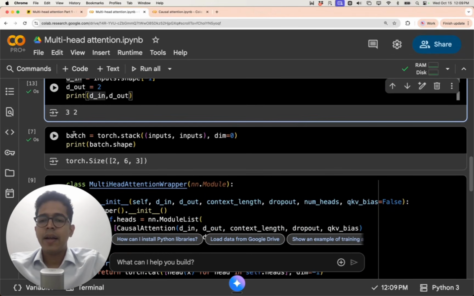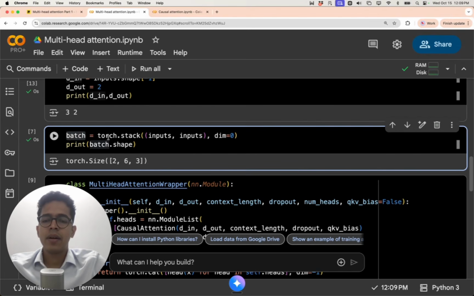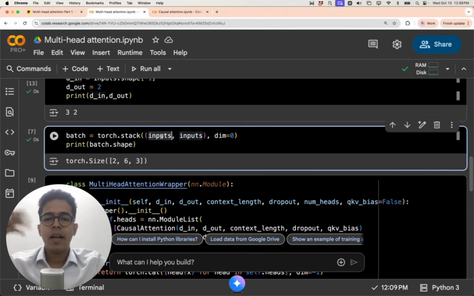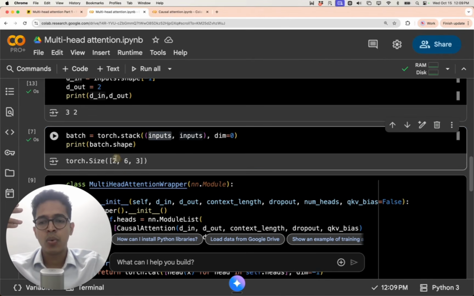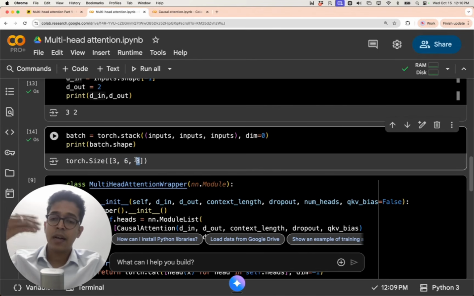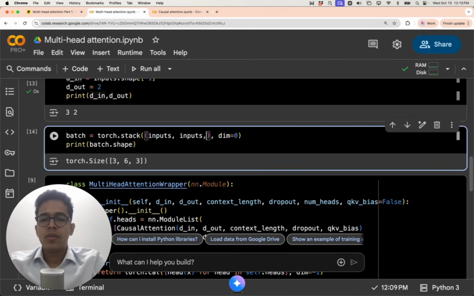And then we define batch. So batch is torch.stack of inputs, inputs, with dim equal to 0. So here you can see that you have inputs stacked 2 times to produce a batch size of 2, but they are the same inputs. Ideally, we will have different inputs, but here we have stacked the inputs 2 times to produce a batch whose size is 2. If we had this repeating 3 times, we would have a batch size of 3. See, the first dimension is batch, the second dimension is the number of tokens in each batch, and the third dimension is the dimensionality of each token.